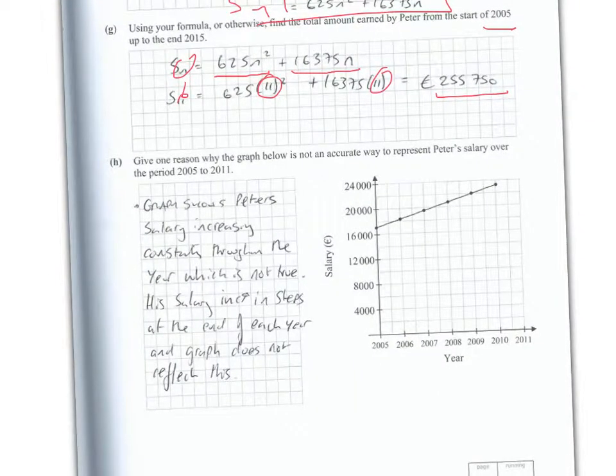Finally, give one reason why the graph below is not an accurate way to represent Peter's salary. Well, the graph is not accurate because it shows the salary increasing constantly throughout the year, which is not true. His salary increases in steps at the end of each year, so it should really be like that, flat, up, up. And actually to represent that mathematically, we haven't covered it, but you'd use dotted lines.